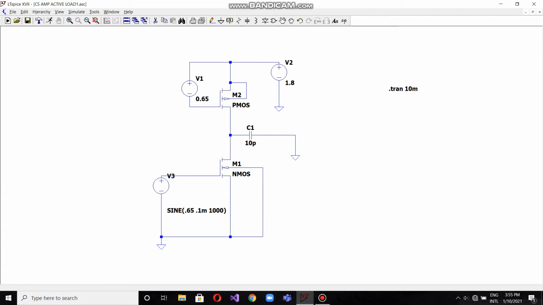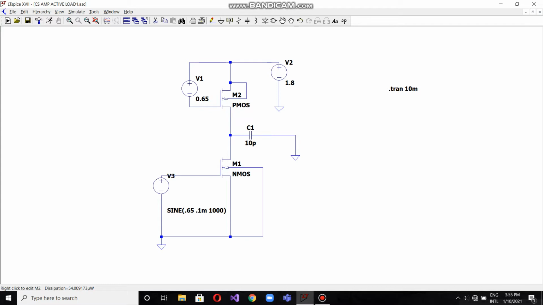So in this circuit I have used a PMOS with its gate connected to source. When I draw the AC equivalent circuit, the gate will be connected to the source of this PMOS. So the equivalent resistance will be RDS of this PMOS, a small RDS. Okay, so this is the circuit. Instead of that load resistance, I have used a PMOS with gate connected to source.